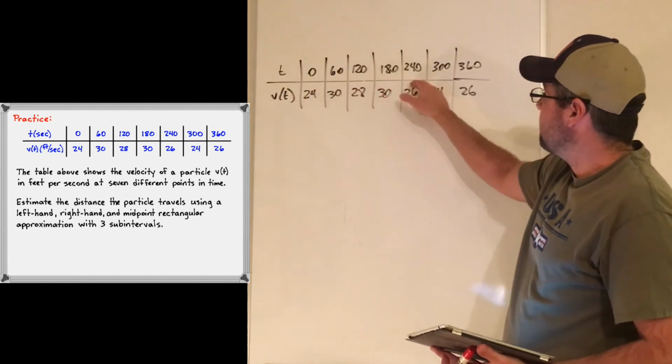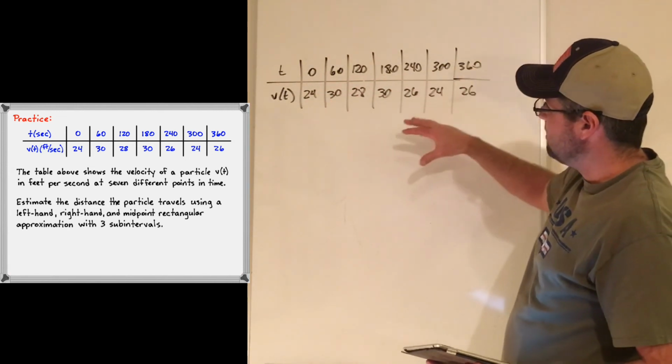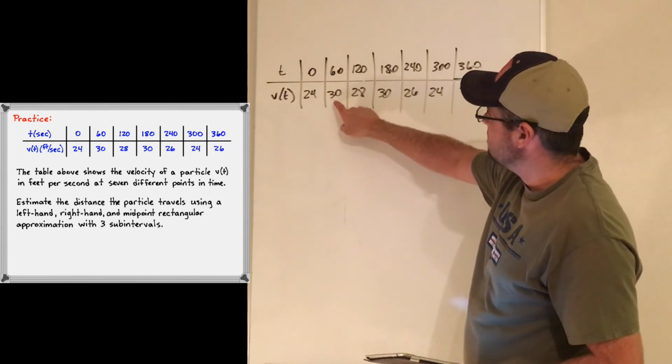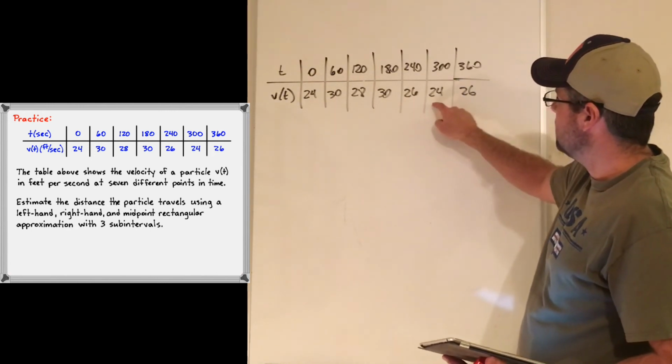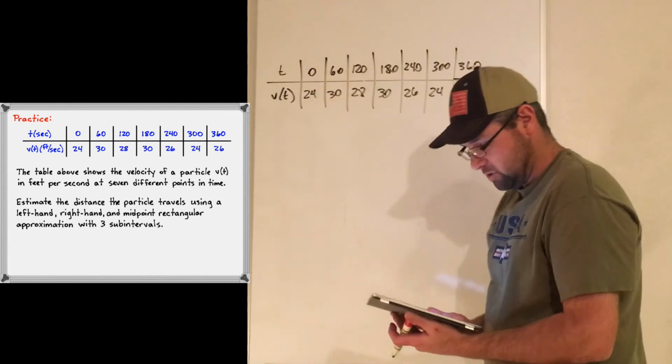1, 2, 3, 4, 5, 6, 7. So how many subintervals do I have here? Well, I have the one between here and here, between here and here, here and here, here and here, here and here, here and here. So I've got 6 subintervals, if you would.